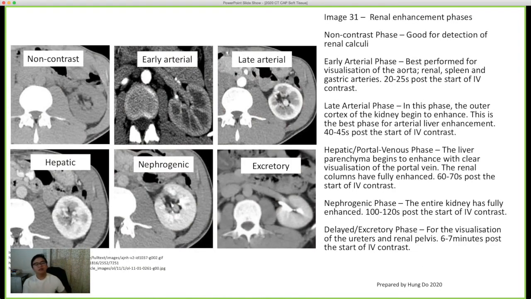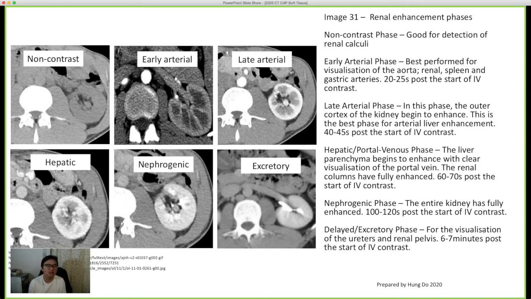And again, a quick mention of the non-contrast, early arterial, late arterial, hepatic, nephrogenic, and excretory phases. The non-contrast phase is very useful to see if there are any kidney stones, gallstones, and different calcifications of your vessels. It's also very good for fat stranding because fat will appear a little bit darker on CT because it is not as dense as normal tissue.